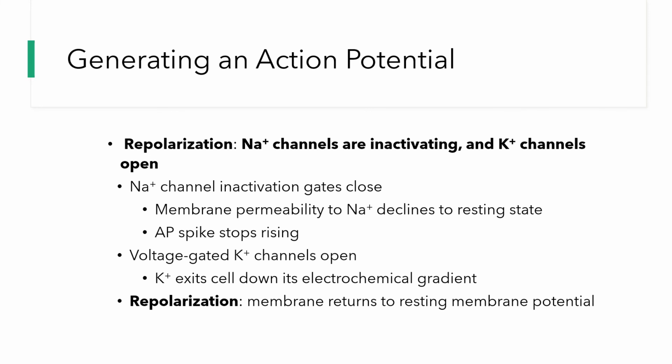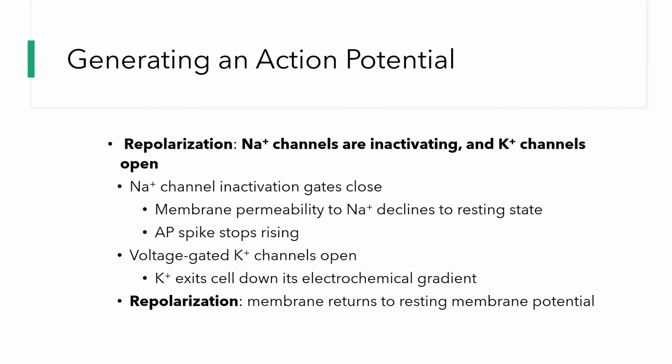Now, at this point, the voltage-gated potassium channels are going to open. And at this point, we now have a very positive charge on the inside of the cell, and there's now a relative negative charge outside the cell, and so the potassium is going to exit down its electrochemical gradient.